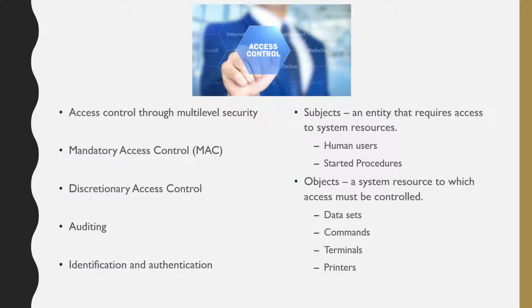Subjects are entities that require access to system resources. Examples of subjects are human users and started procedures. Objects are system resources to which access must be controlled. Examples of objects include datasets, commands, terminals, and printers.